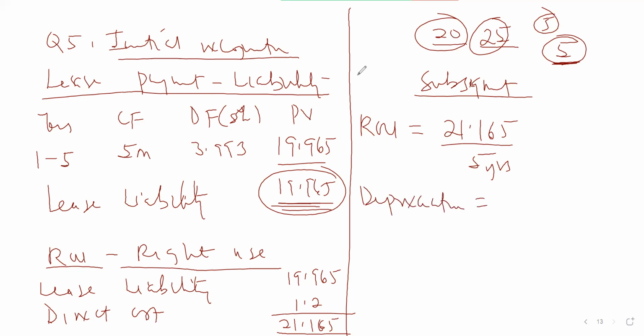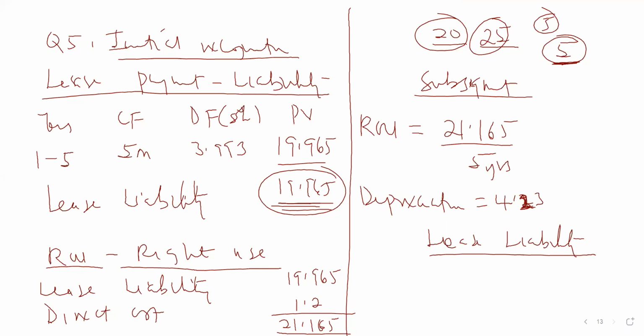4.233. Let's come to the lease liability. The lease liability will be amortized. Okay. The lease liability will be amortized.